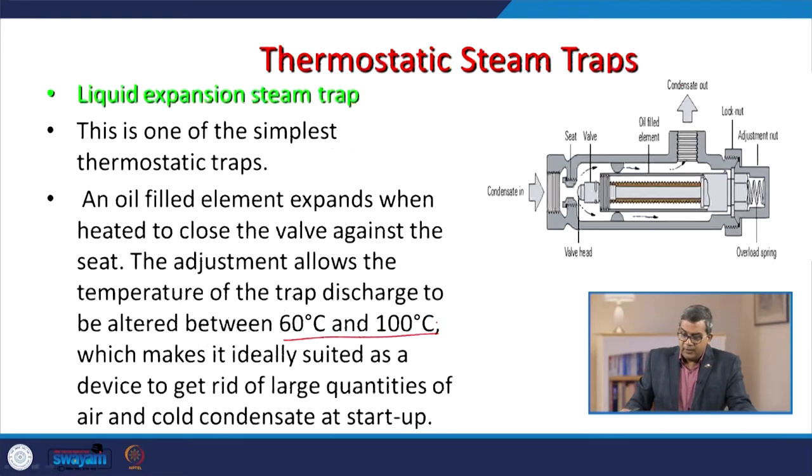Here you see this is the seat and it is fitted with this valve, and this is the valve head, and this particular thing is filled with oil, and we may have some adjustment nut through which we can adjust the desired parameters. So, if condensate comes in, the expansion or contraction may occur. By this way, it can regulate the condensate recovery or condensate outlet within the steam system.